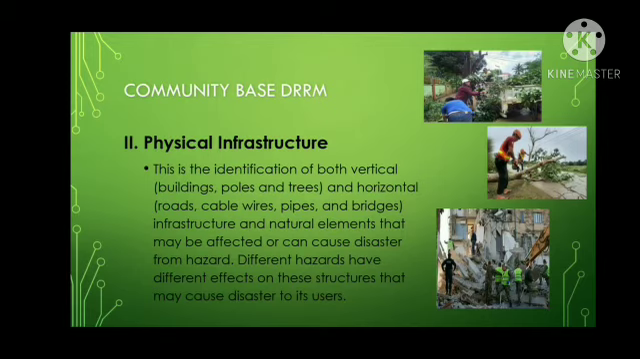Next, we have the physical infrastructure. This is in the identification of both vertical structures, such as buildings, poles, and trees, and horizontal structures, such as roads, cables, wires, pipes, and bridges, infrastructures and natural elements that may be affected or can cause disasters from hazard. Different hazards have different effects on these structures that may cause disaster to its users.